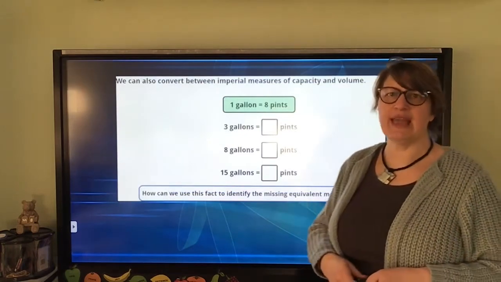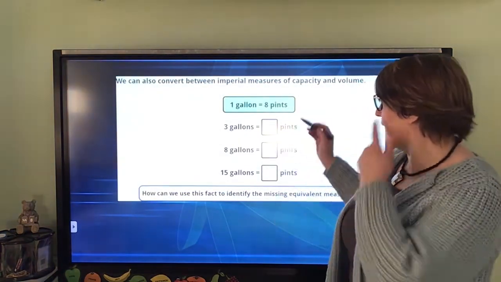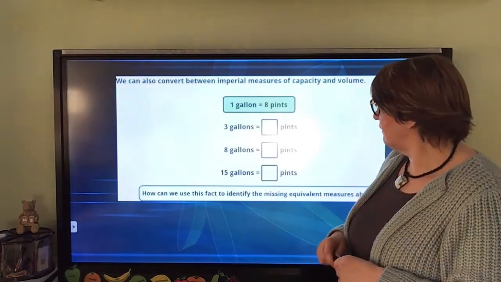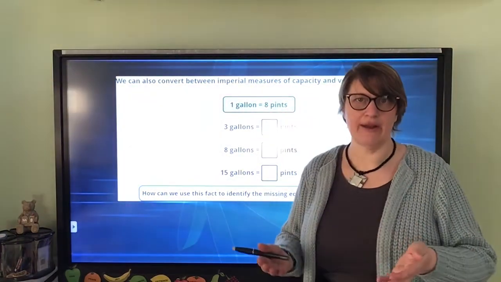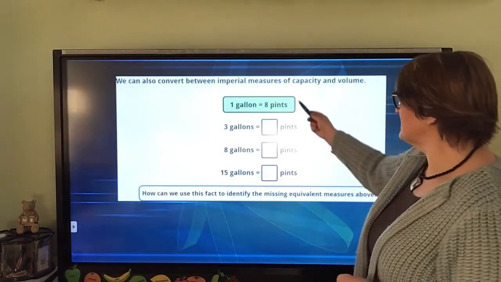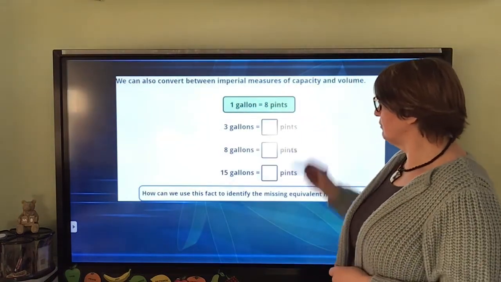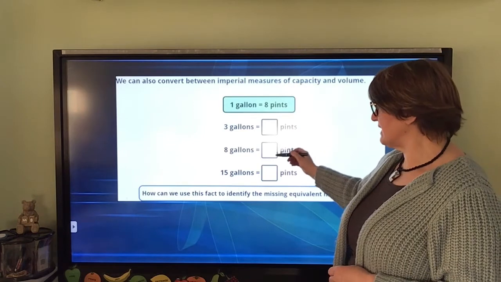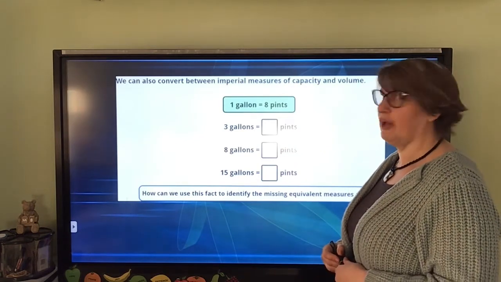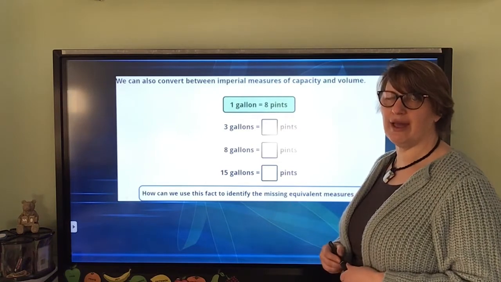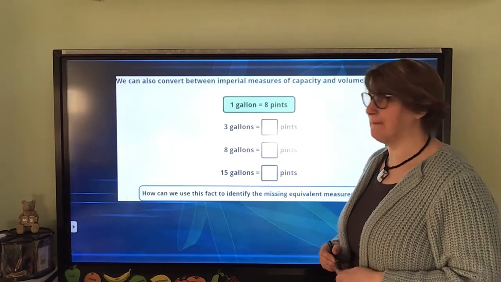The same thing with gallons and pints. So gallons are a larger measure of capacity in our imperial system. There are 8 pints to every gallon. So you can quickly sort these out just using your knowledge of your 8 times table. Okay, off you go, have a go, and then we'll see if you've got the right answers.